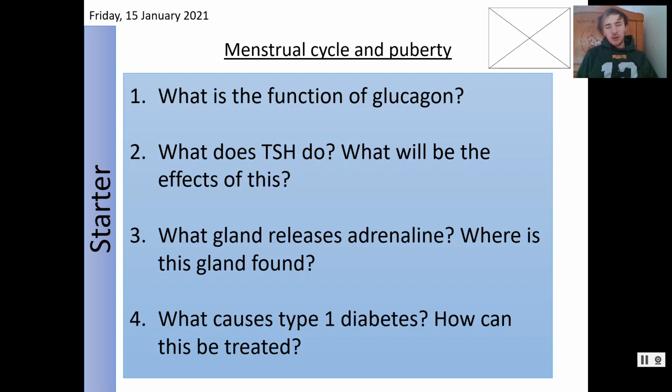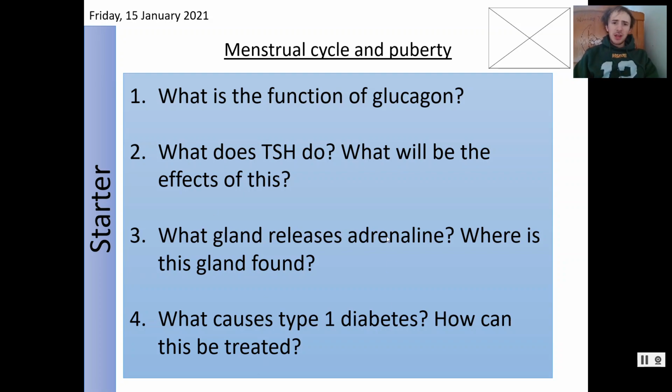What causes type 1 diabetes? Well, that is a genetic issue. It's down to not enough insulin being created from your pancreas. And how can it be treated? That can be treated with insulin injections, is the easiest way. You also have to control your diet and do enough exercise.